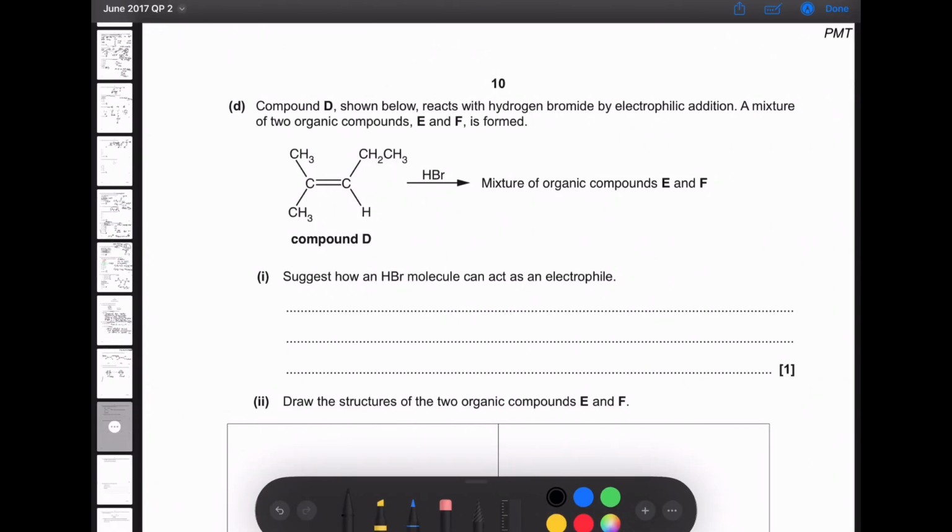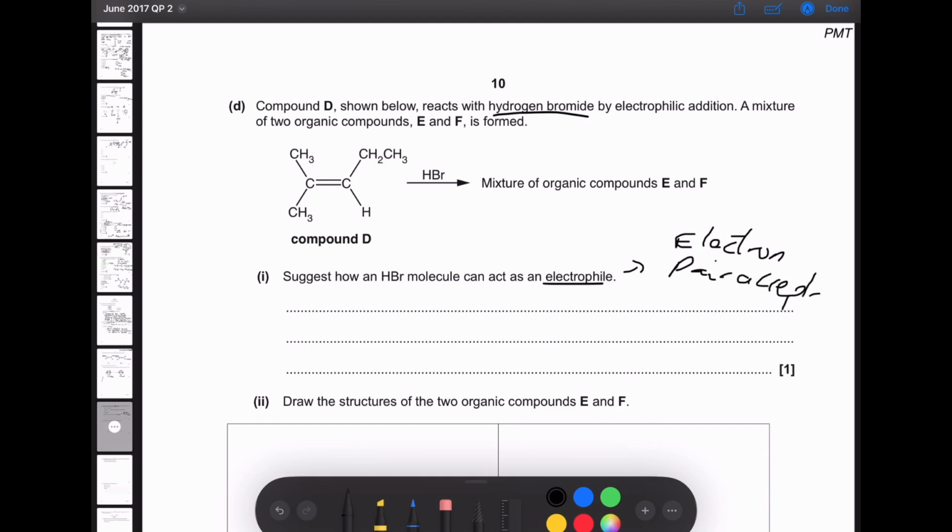Compound D, shown below, reacts with hydrogen bromide by electrophilic addition. A mixture of two organic compounds, E and F, is formed. Suggest how a hydrogen bromide molecule can act as an electrophile. Well, what does electrophile mean? It just means electron pair acceptor.